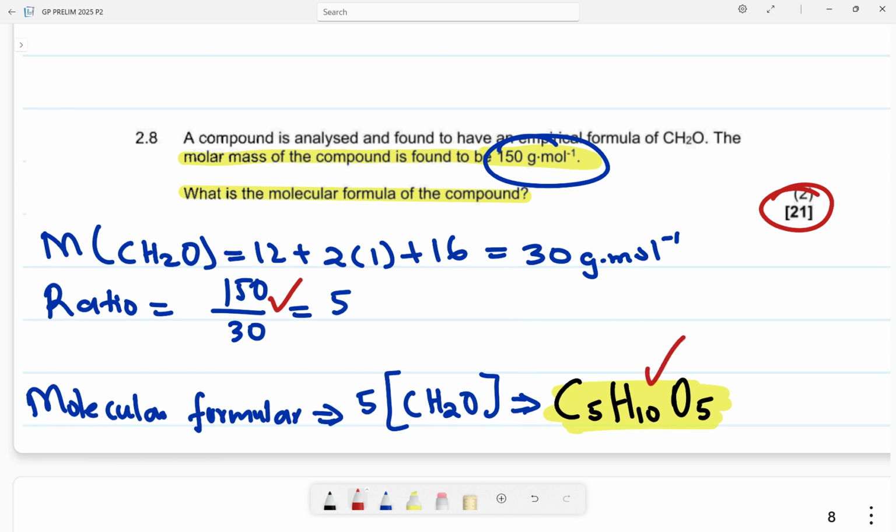Okay, so yeah, guys, let's move on to question number 3. Physical properties. Sorry about that. Physical properties, guys. So yes.